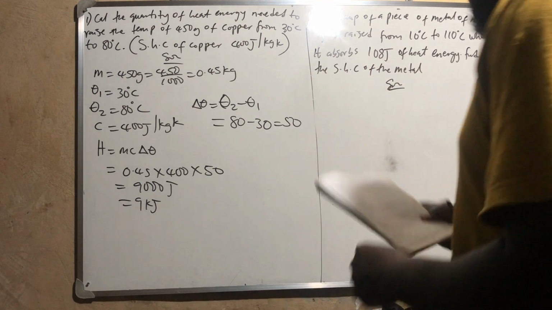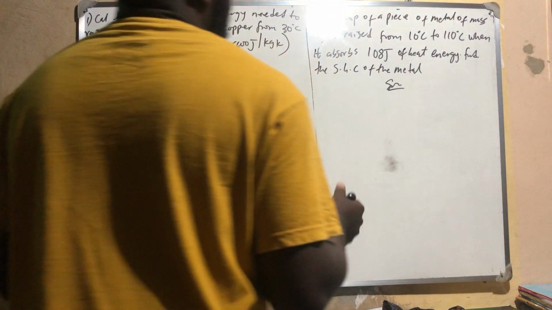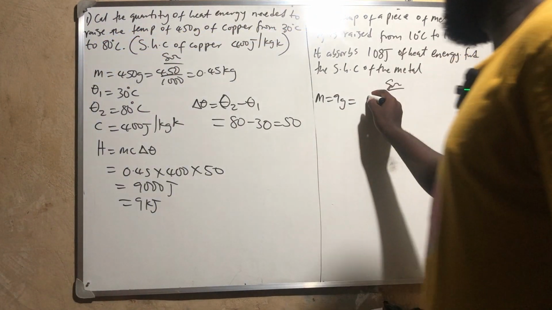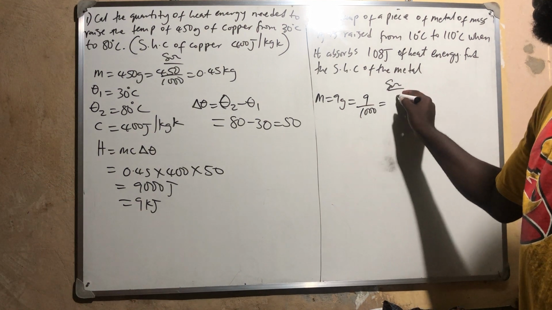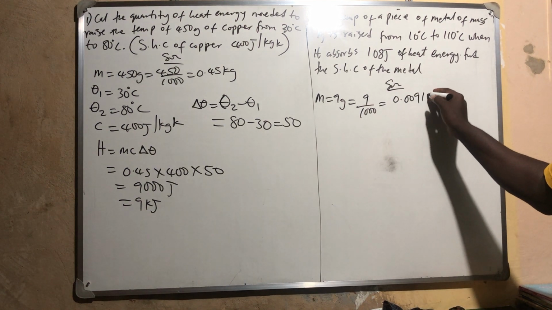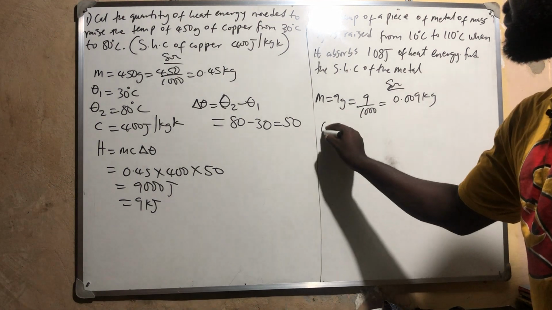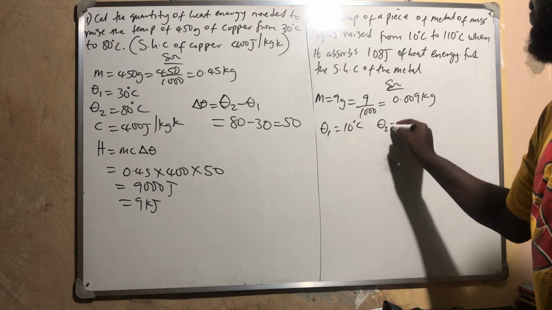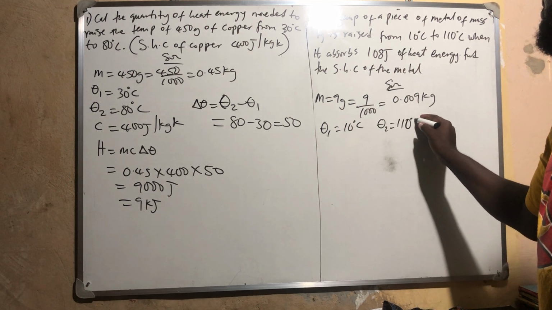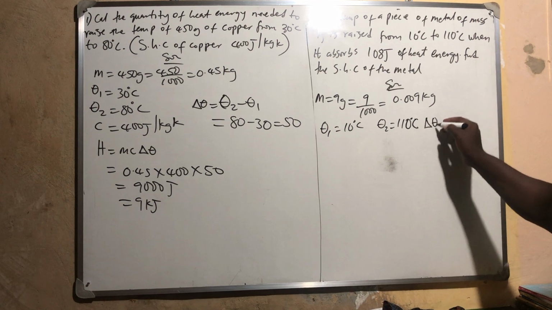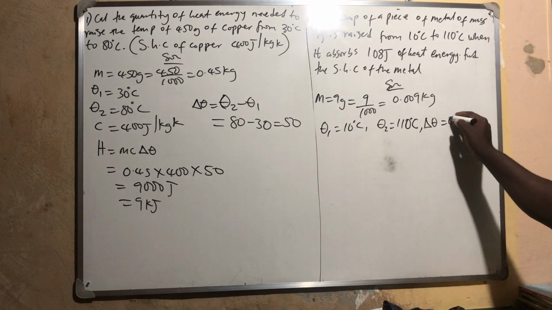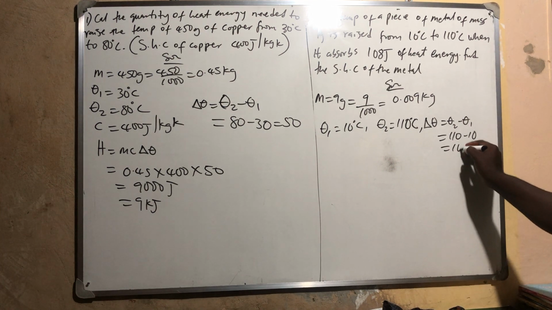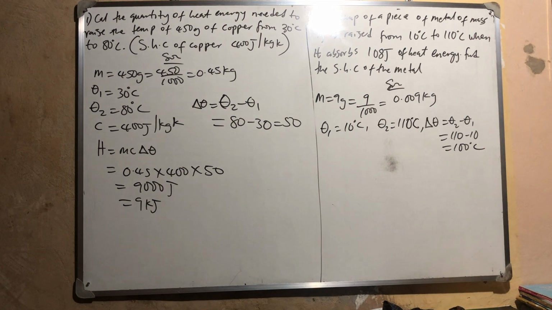Solution. Very simple. What did they give us? Let's start from what they gave us. They gave us mass, and the mass is 9 gram, which is 9 divided by 1000, which is 0.009 kg. The next thing they gave me is theta 1, which is 10 degrees Celsius. And they gave me my theta 2, which is 110 degrees Celsius, which will help me get my change in theta. My change in theta will be theta 2 minus theta 1, which is 110 minus 10, which is 100 degrees Celsius. That is my change in temperature.